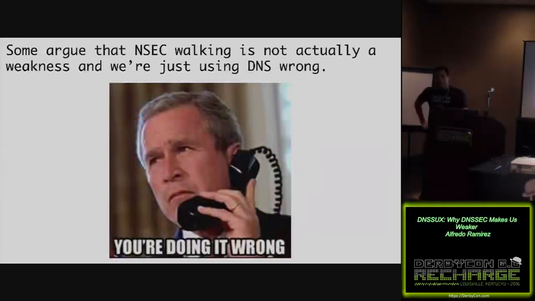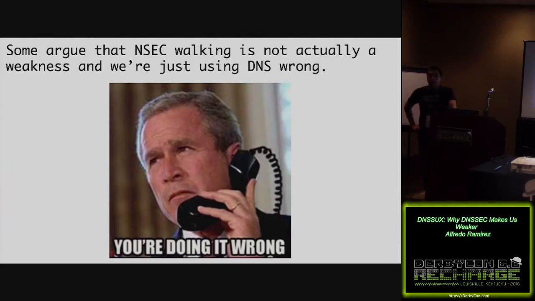What we talked about is that some people say DNSSEC zone walking is not a weakness. You're just using DNS wrong. And while that's fair, it doesn't solve the problem, right? If you don't want something to be publicly addressable, then don't put it in a public place. But we do, and that's how everything works. So how do we fix it is really the question, and how do we make things secure given that constraint?